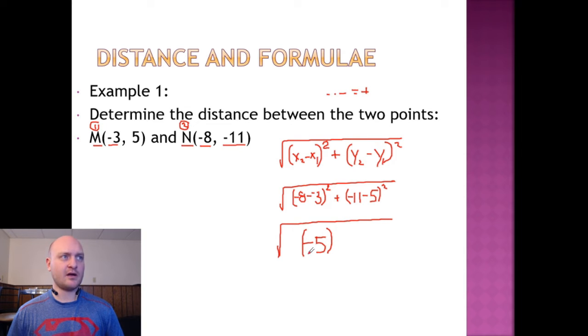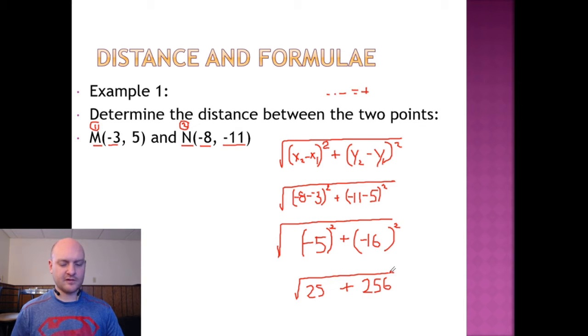And I do need to square the negative with that value. Same thing will happen over here. I'll have -11 minus 5. That is a total of -16. And I also need to square that, which is 256. These are being added together, and I'm square rooting this total. So I'm going to get the total first, 256 plus 25, and I'm going to get the square root of 281.